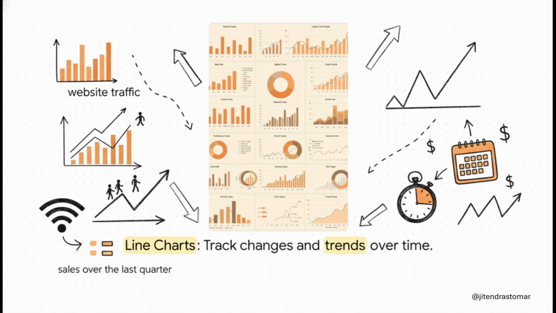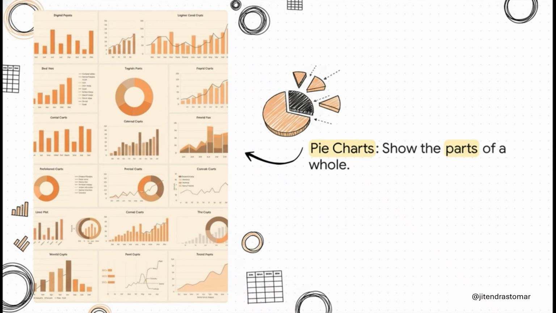Now, what if your story is about change over time? Like, how did our website traffic grow over the last year? That's where the line chart shines. It literally connects the dots for your audience and shows them the journey, the ups and the downs. And for showing how all the different pieces make up the whole thing, well, you use a pie chart. It's perfect for showing things like market share or how a budget is broken down. One look, and you get it.